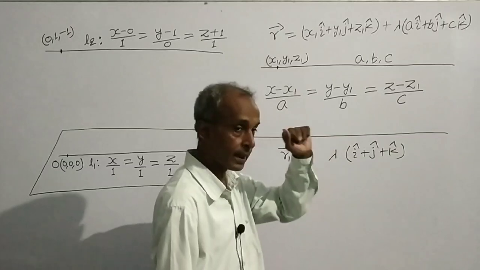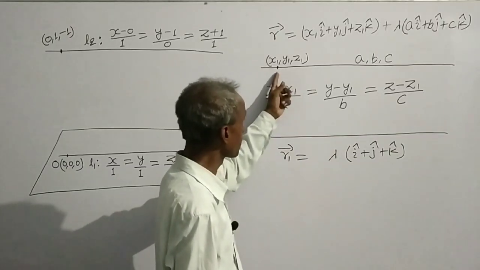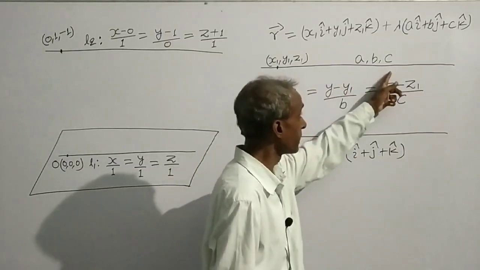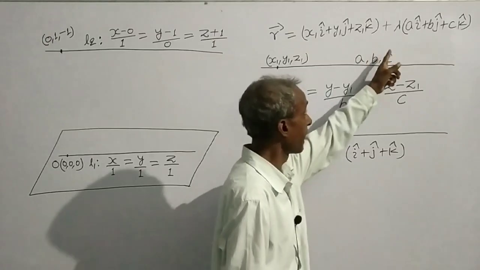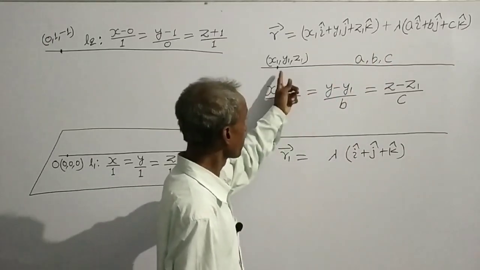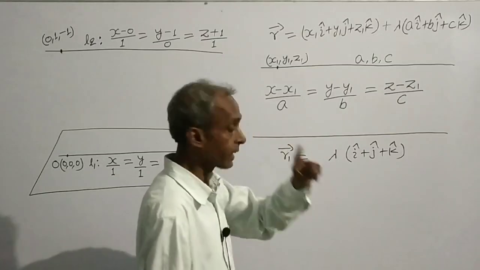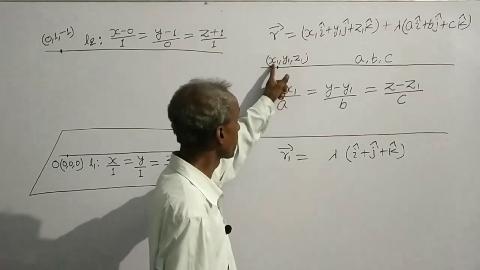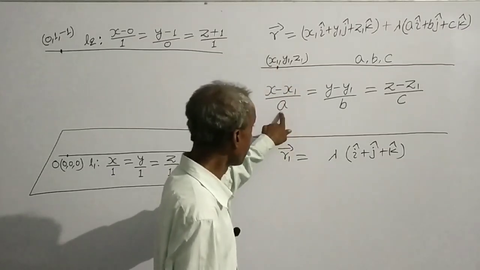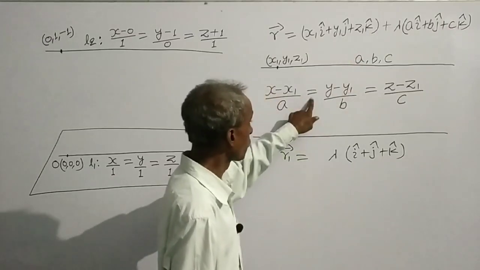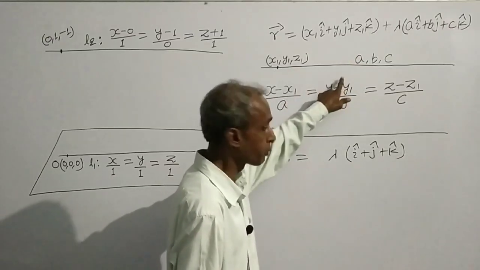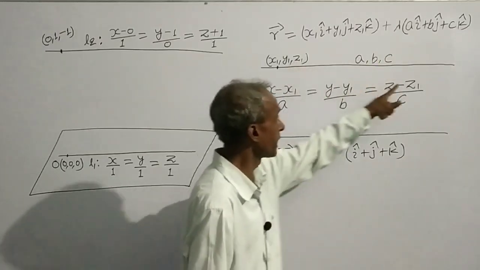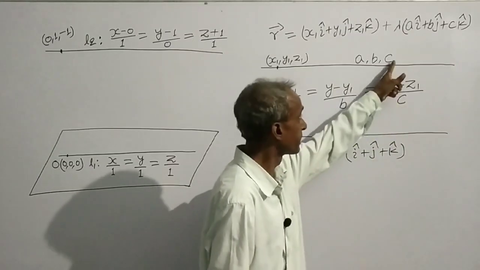If a straight line passes through the point x1, y1, z1 and direction ratio of this line be A, B and C, then equation of this straight line in Cartesian form is written as x minus x1, x coordinate of this point, by A, is equal to y minus y coordinate of this point by B, is equal to z minus z coordinate of this point divided by C.